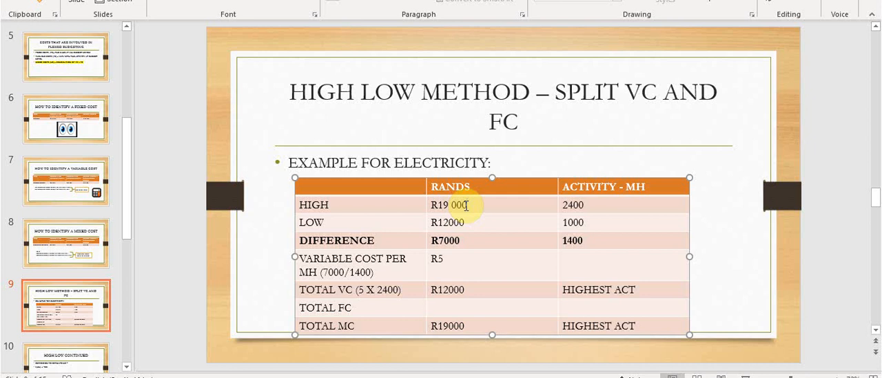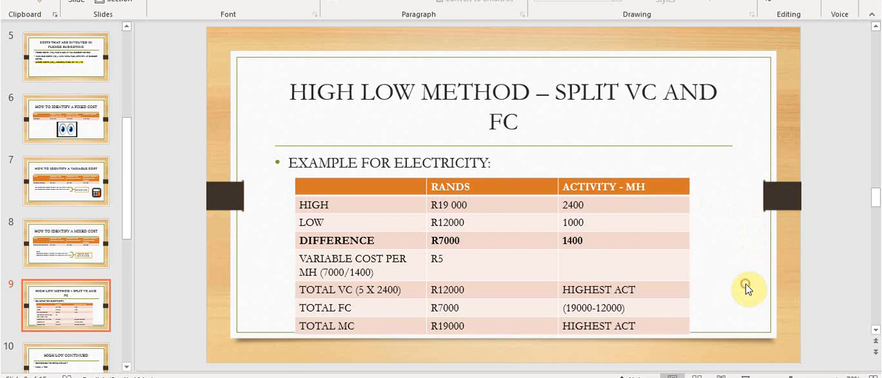Now, I know that variable cost plus fixed cost must give me the mixed cost. So basically, the fixed cost then becomes a balancing figure. I'm going to say it's the 19,000 minus the 12,000, and that will give me my fixed cost, and that should be 7,000 rand. All right, so it is really just as simple as that.